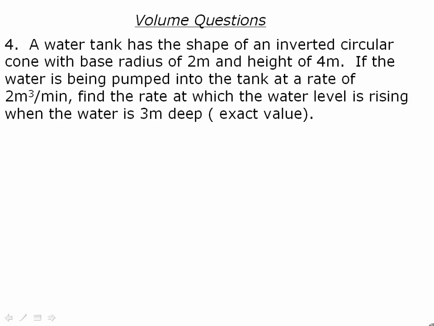So to begin, take a look at a water tank that has the shape of an inverted circular cone with base radius 2 meters and a height of 4. And the water is being pumped into the tank at this rate, 2 cubic meters per minute. We want to get the rate at which the water level is rising when the water is exactly 3 meters deep.